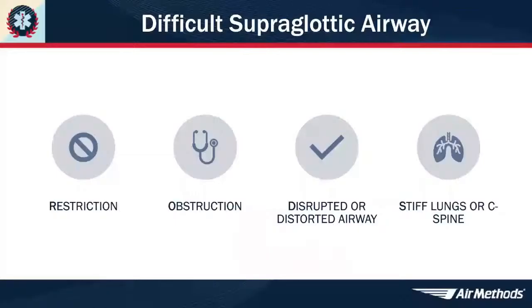Most of the time in these situations, your supraglottic airway is not going to work, because if you can't ventilate them with an OPA or an NPA or any other kind of adjunct, there's something blocking the movement of that air. Your supraglottic airways are probably not going to work.